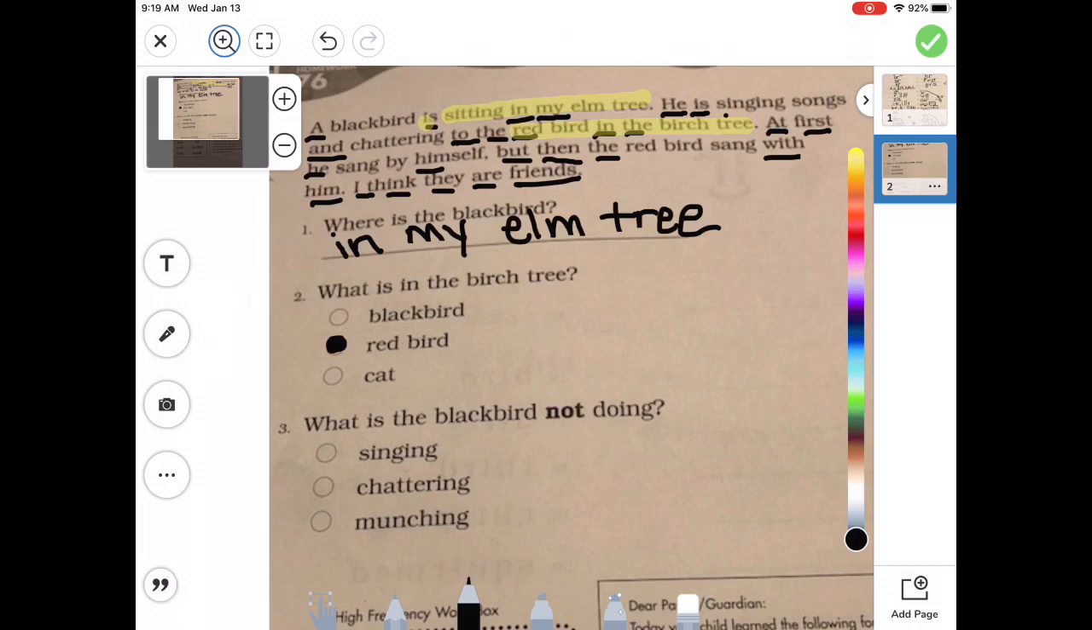What is the blackbird not doing? That's really important, not. Was he not singing, chattering, or munching? Well, it said that he was singing and chattering, so he is doing those things. So what is he not doing? He's not munching. It didn't talk about munching at all. Good job.